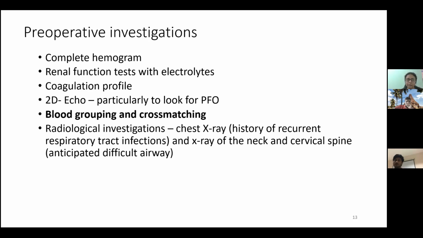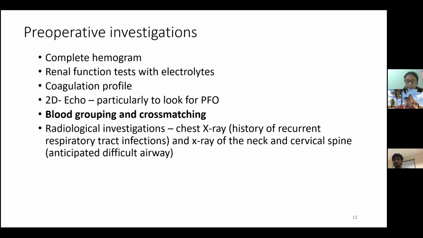2D echo, particularly to look for a patent foramen ovale, especially in children with syndromic craniosynostosis, or where there is an obvious history of cardiac disease. Blood grouping and cross-matching is absolutely essential, and barring the most minor surgeries, cross-matched blood should be available in the operation theater before surgical incision.